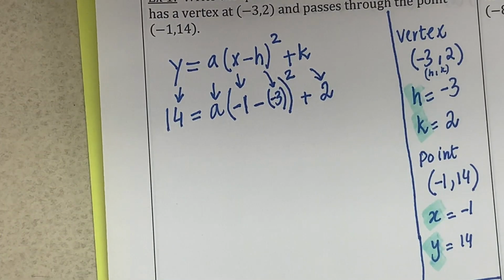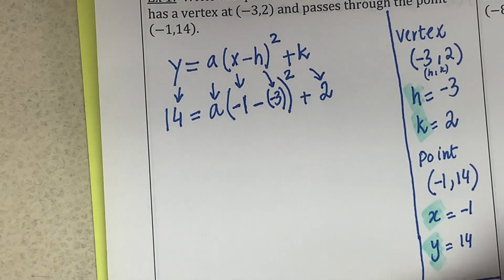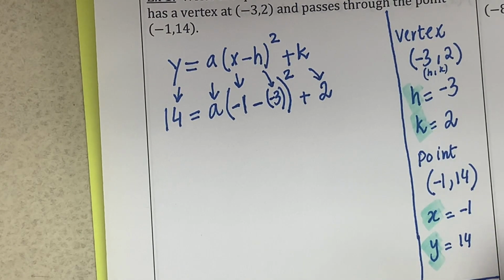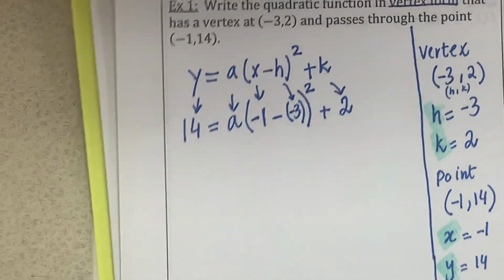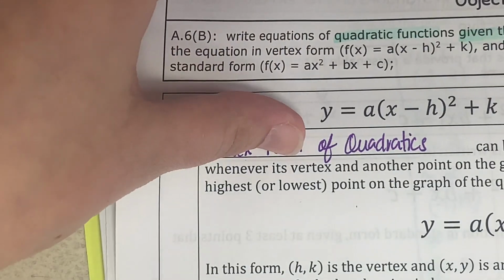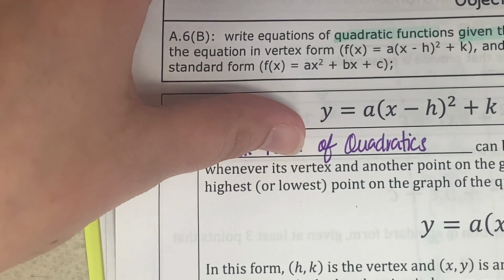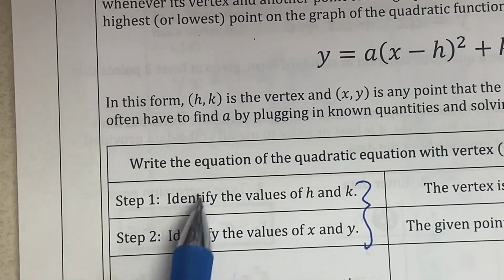So I replaced all the values. So step number 1, identify. Step number 2, plug in. Step number 3, simplify and solve for a. And then number 4, you have the equation. Well, I think I went fast on my steps. Identify, I just combine these two. These two could be together. Identify and identify.